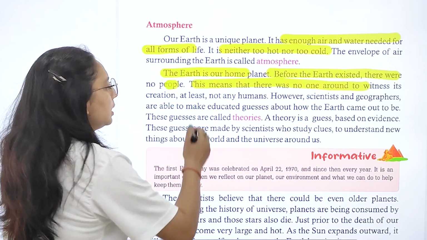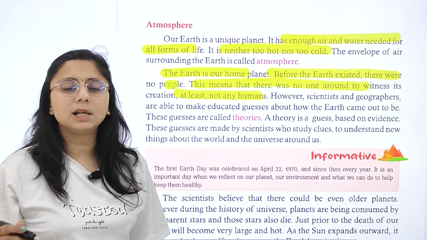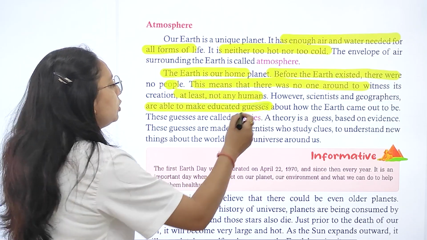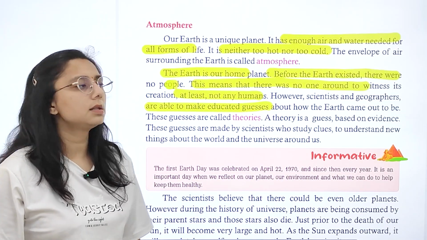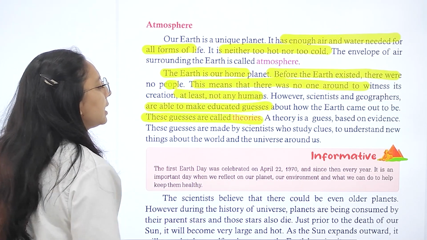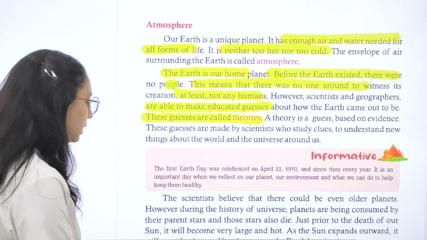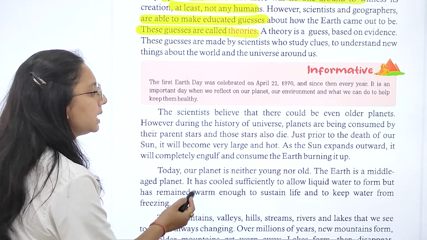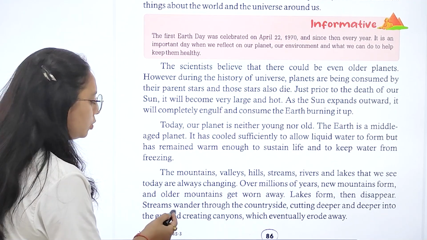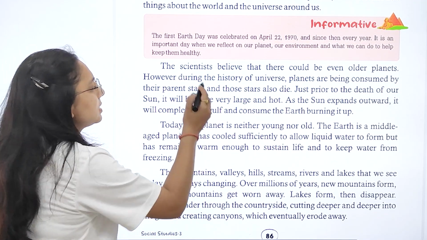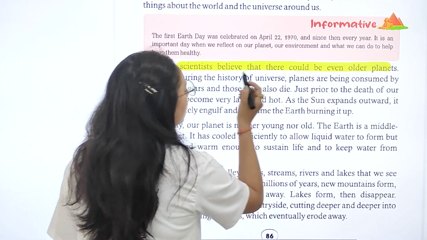So at least we can say that not any human, but scientists and geographers are able to make educated guesses about where Earth comes from, and the guesses are called theories. आपको बहुत सारी थ्योरी देखने को मिलेगी जो आपको इसके बारे में बताती है. अर्थ डे कब सेलिब्रेट होता है? April 22, right?